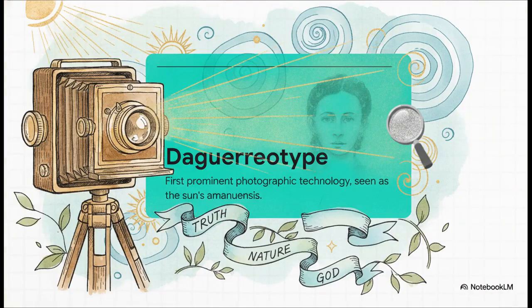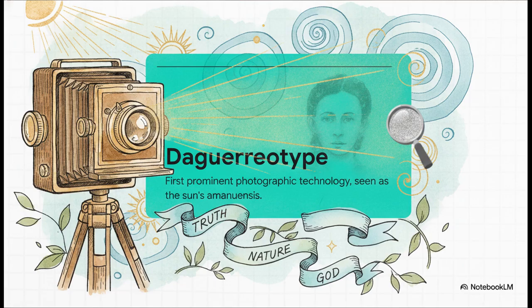Next up, Section 4, the Daguerreotype's unflinching gaze. Now we are stepping completely out of the realm of painters and entering the era of a technological leap that acted as this ultimate, almost magical revealer of identity, the daguerreotype. Invented in 1839, it was the first prominent photographic technology. It produced an image on a highly reflective silvered surface.